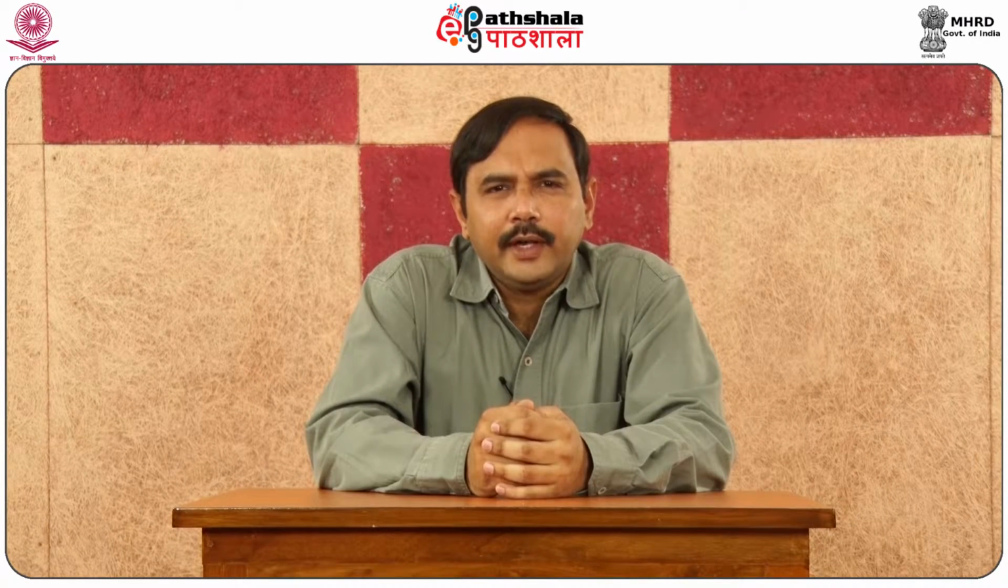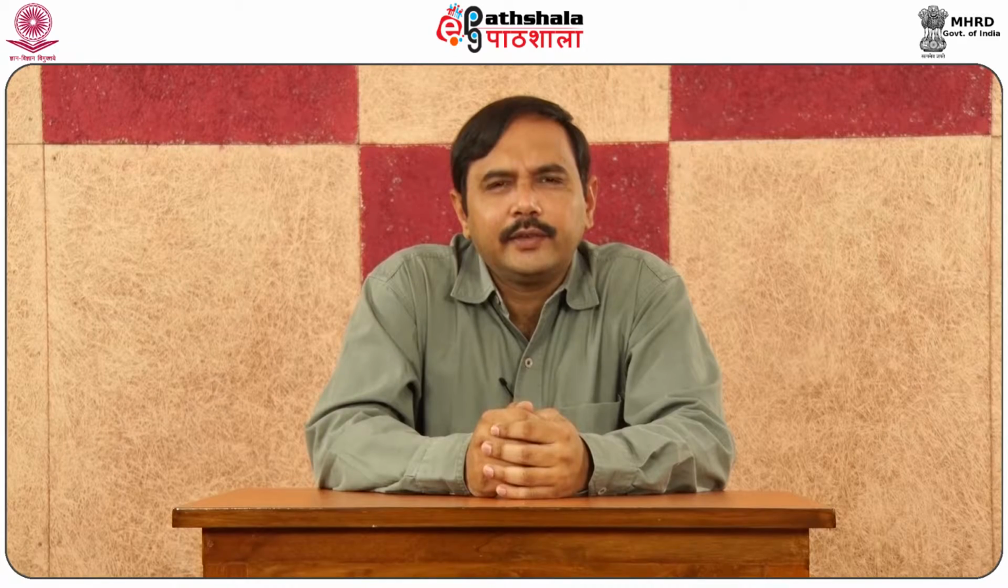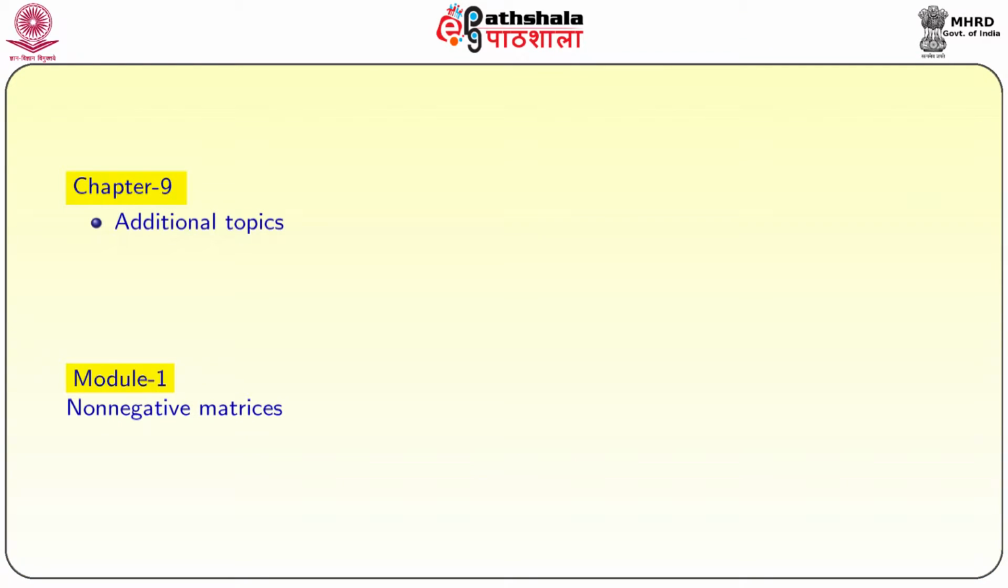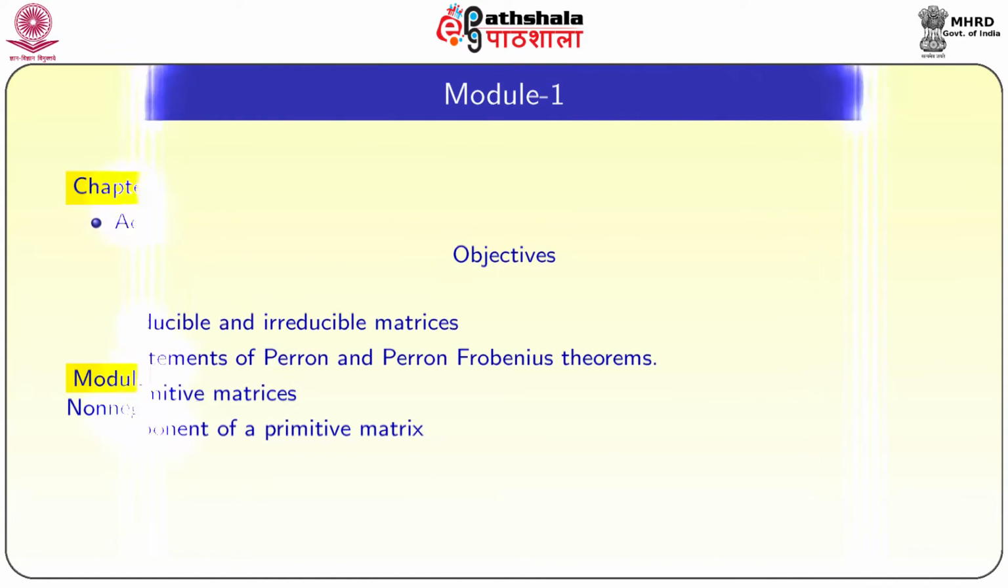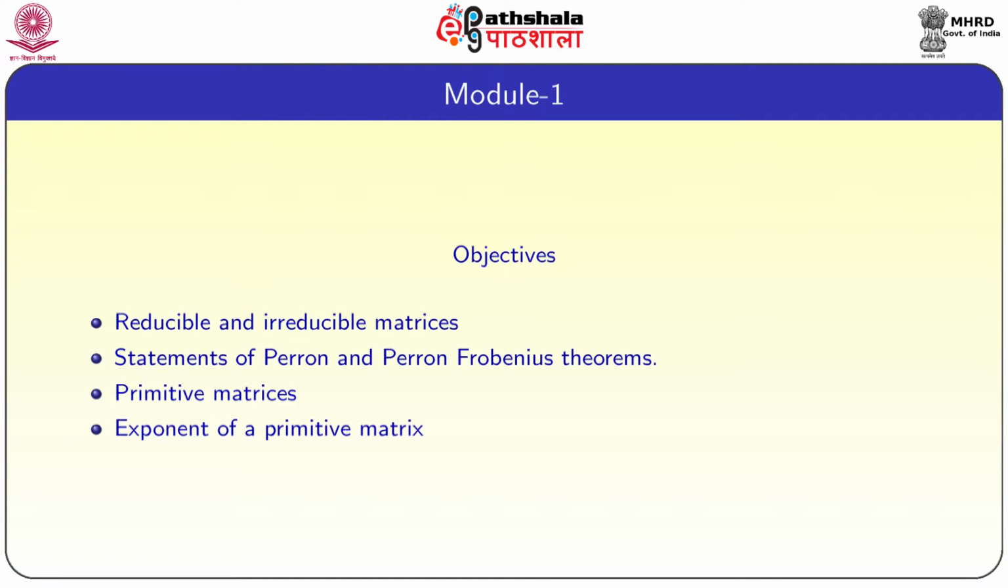Non-negative matrices are classified as reducible and irreducible matrices. Irreducible matrices are further classified as primitive matrices and imprimitive matrices. Now we are going to define and explore various properties of these matrices. In module 1 of this chapter 9, we are going to discuss non-negative matrices. The learning objectives of this module are reducible and irreducible matrices, statements of Perron and Perron-Frobenius theorems, primitive matrices, and exponent of a primitive matrix.